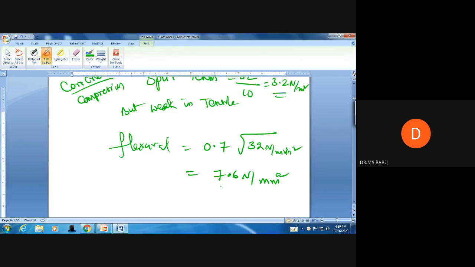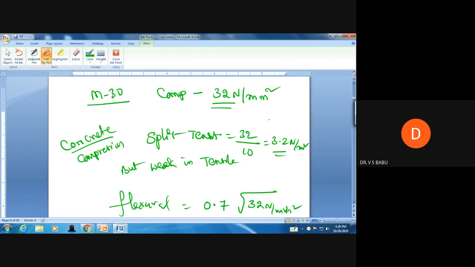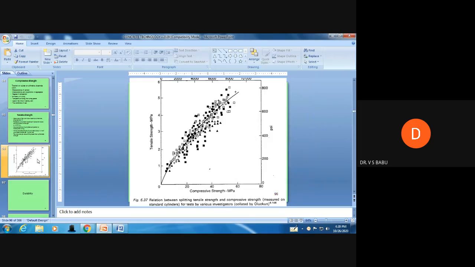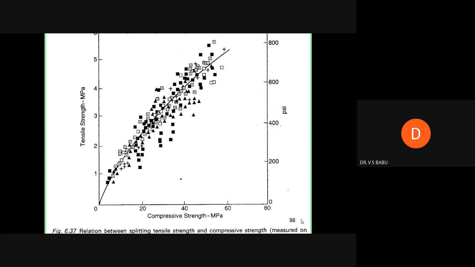Am I right? So now you see, approximately the compressive strength is 32, split tensile is 3.2, and flexural is 7.2. Okay, this is normal. If you take the tested data of around 1000 cubes or 1000 cylinders, normally you will get that. Now there is a relation between the compressive strength and the tensile strength.